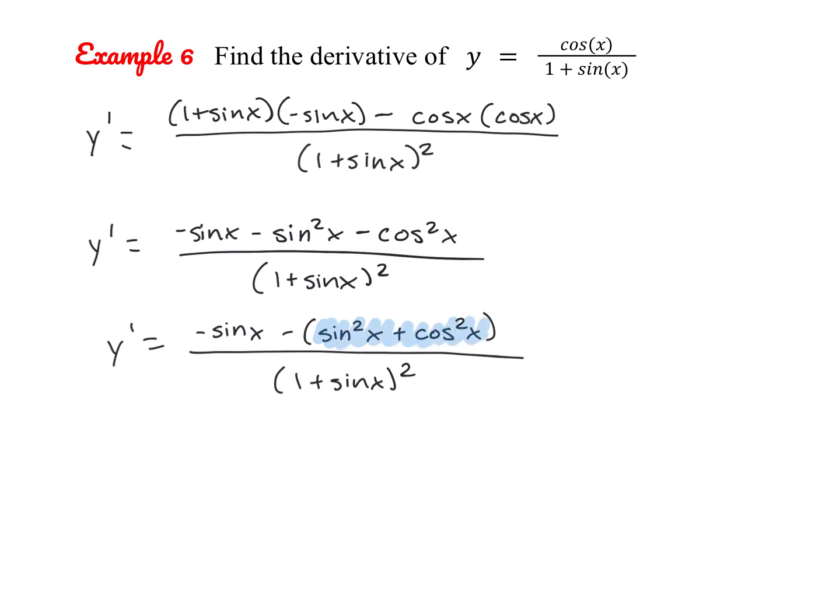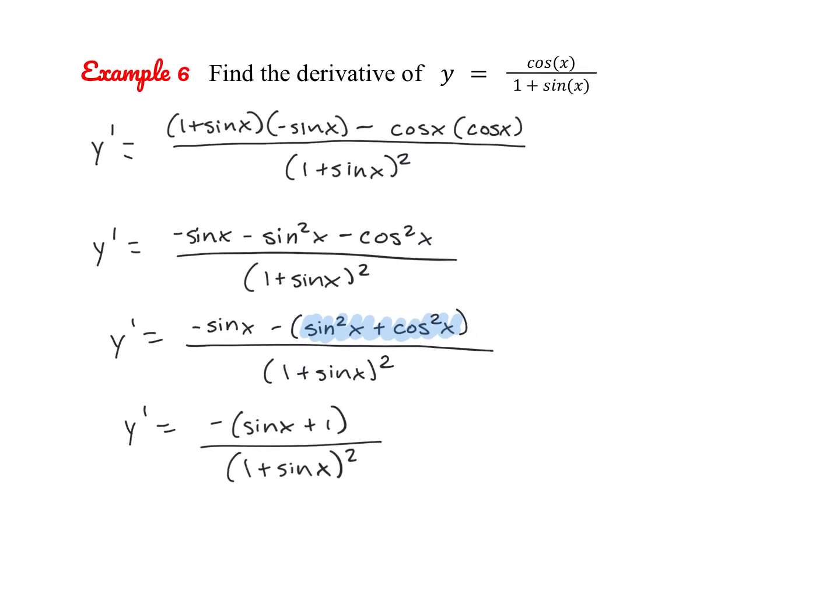So we have negative sine of x minus 1. Then if you factor out the negative there, you have negative, and then sine of x plus 1, over 1 plus sine of x squared. And then you'll see we have that common factor of 1 plus sine of x. So you can simplify it just a little bit more, and you get negative 1 over 1 plus sine of x. So you can see how important it is that you really know your trig identities and a lot of your trig formulas as we work through these different derivatives.